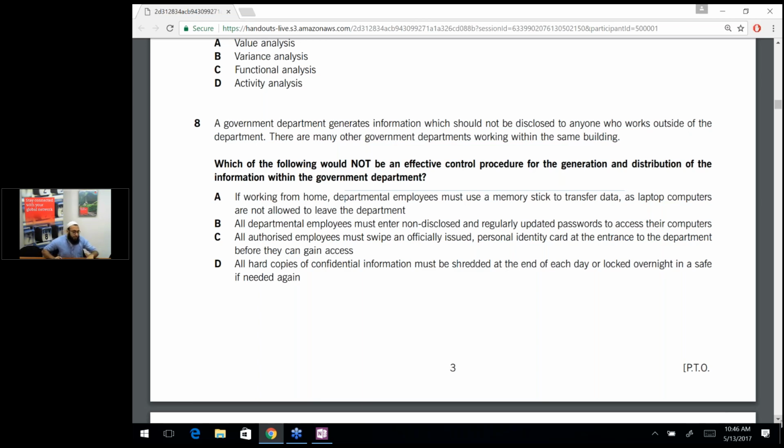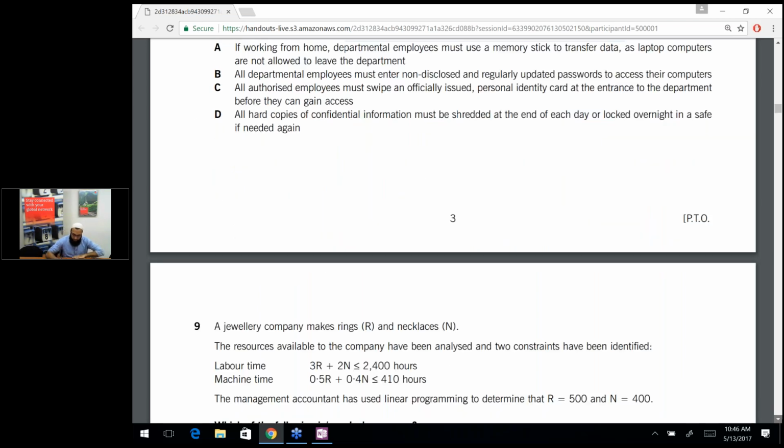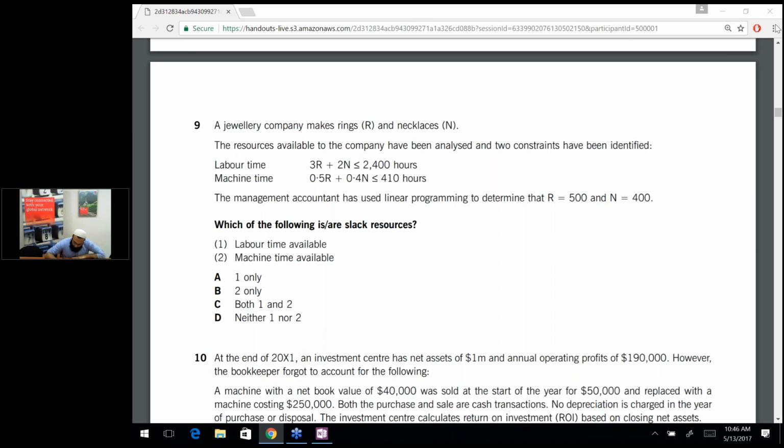A linear programming MCQ. And what the question is actually stating.